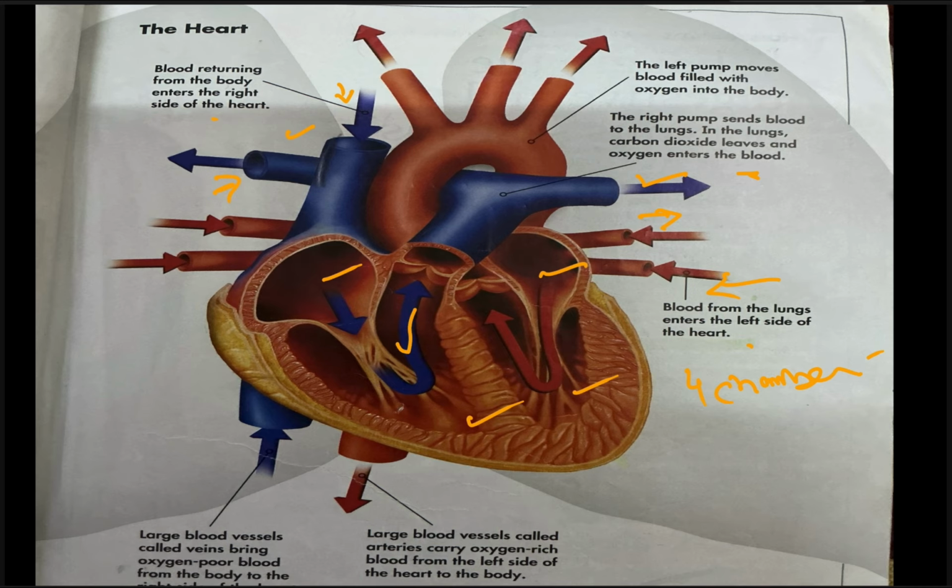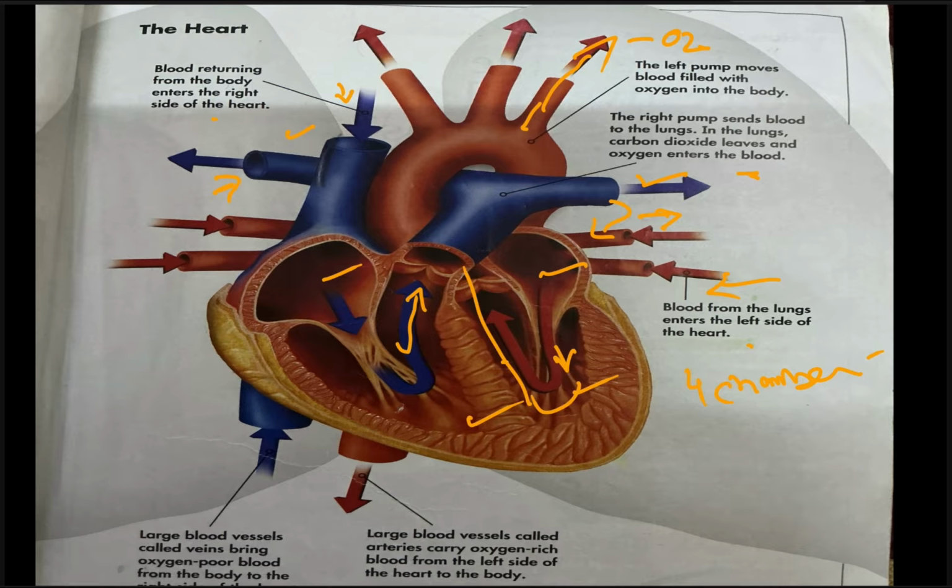From the right ventricle, it goes to the lungs, and in the lungs the exchange of carbon dioxide and oxygen takes place. So the oxygen-rich blood comes back to the left atrium, and from the left atrium it goes to the left ventricle, and from the left ventricle it goes to the aorta, and from the left side, oxygen-rich blood goes to the whole body.